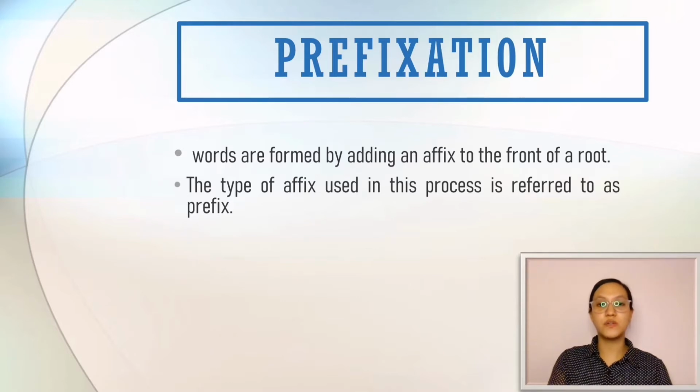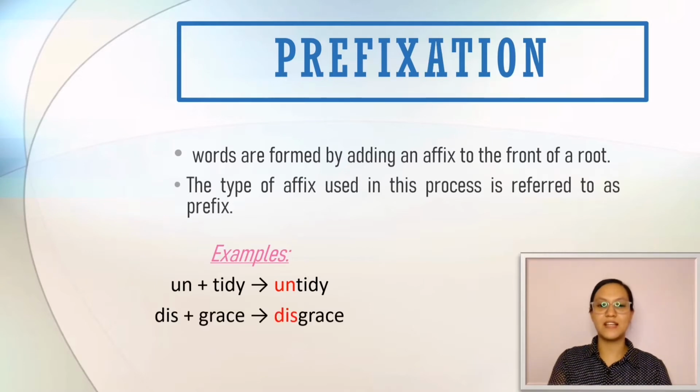We have here good examples of prefixation. Un plus tidy, untidy. Dis plus grace, disgrace. And im plus possible, impossible. So we can see here that the prefixes used in the examples are un, dis, and im, which are negating prefixes. Now, can you also think of a word where the word process prefixation is used? That's great!